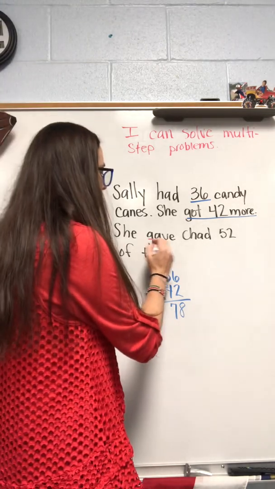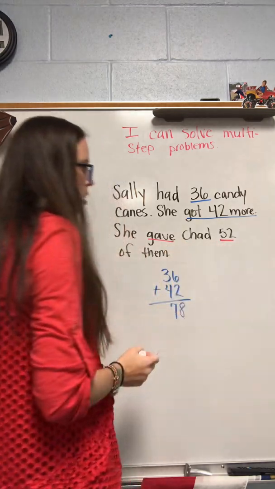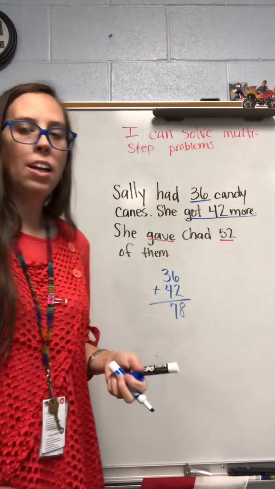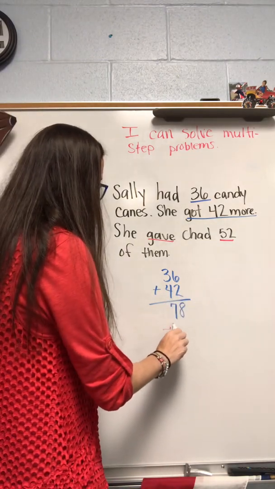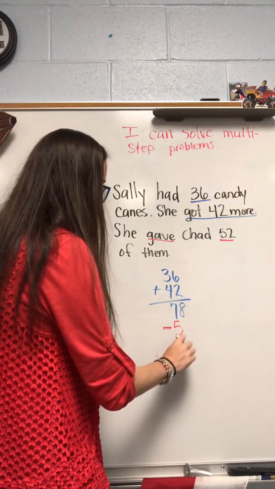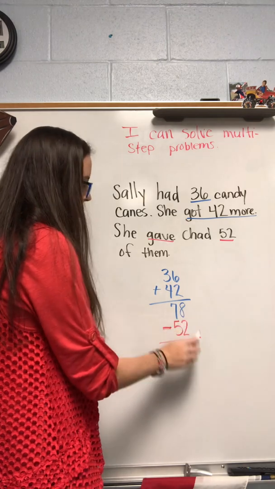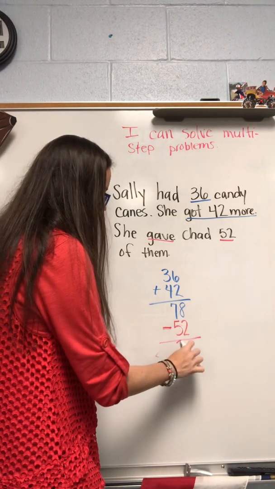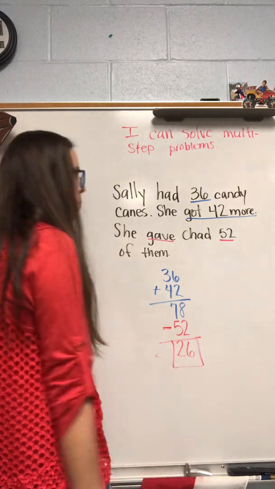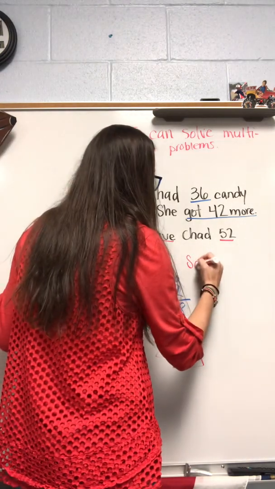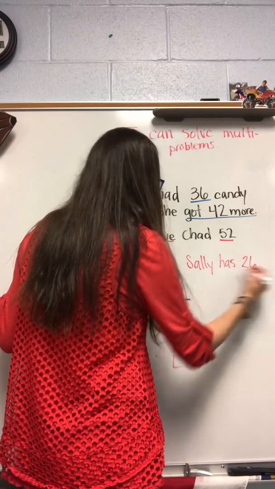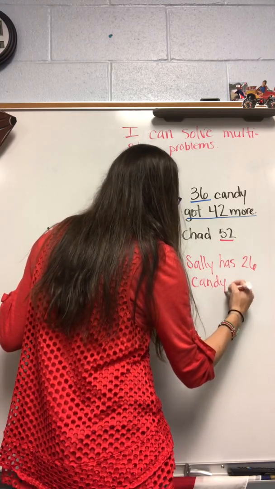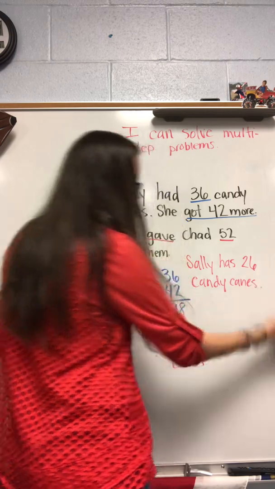And then she gave Chad 52 of them. So if she gave something away, we're going to subtract. So I had 78, now I'm going to take away 52. 8 minus 2 is 6, and 7 minus 5 is 2. So now Sally has 26 candy canes. Okay?